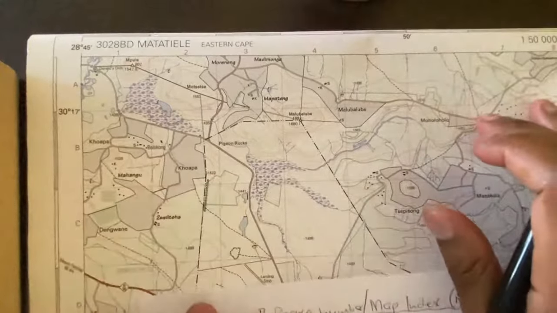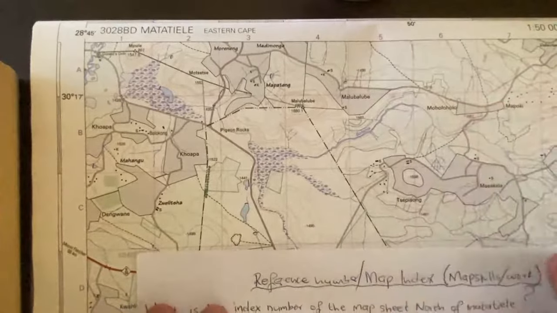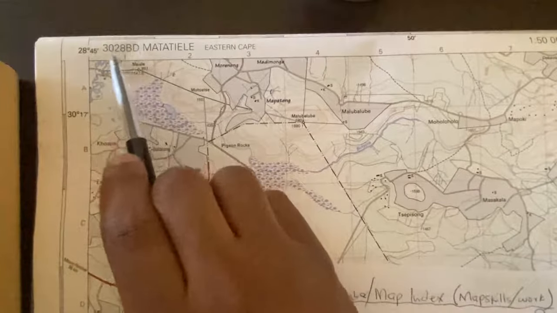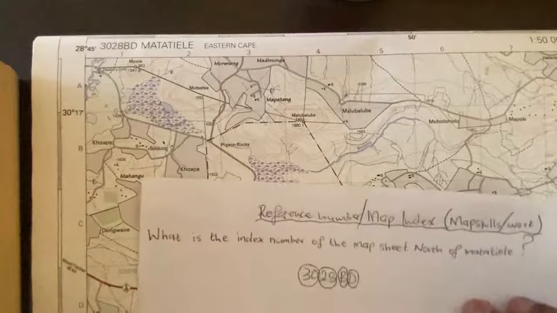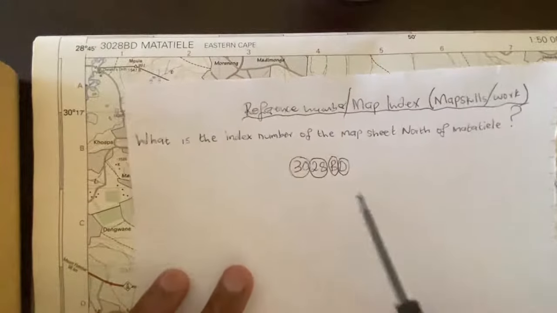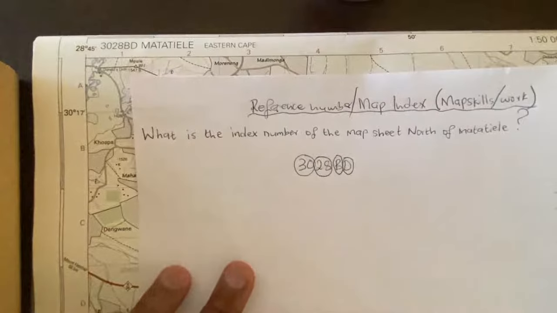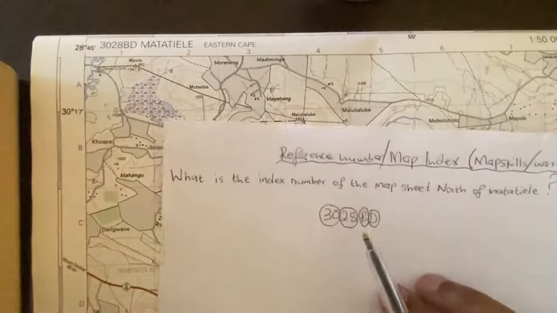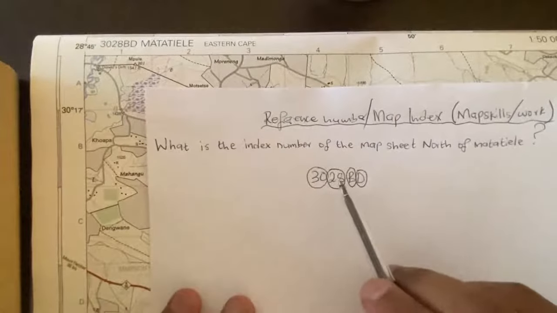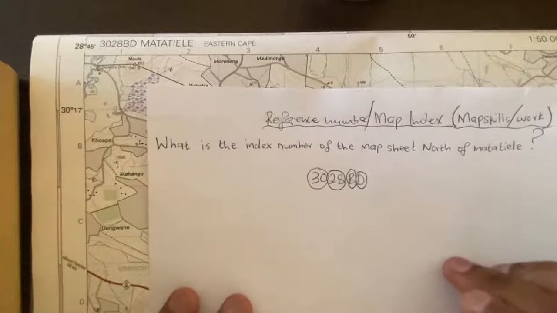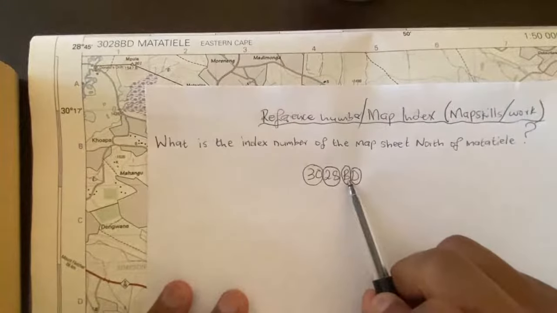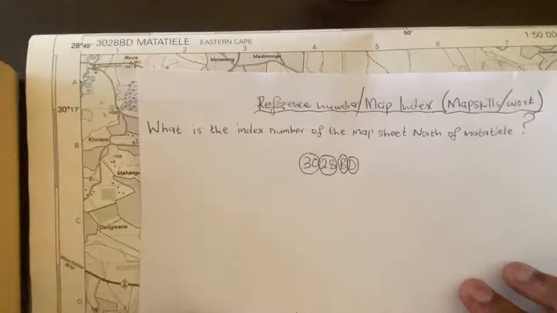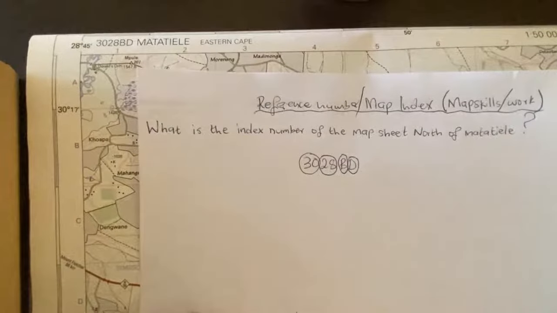So right here, I have a topographic map with me of Matatiele, Eastern Cape. And what we have here is the map code of the map, right? To answer this question, I wrote down the map code here on this sheet, as you see over here. Your 30, as you see on your grid of map, will represent a latitude, whereas your 28 will represent your longitude. The B over here is what we call the big block, and the D represents the small block, right?